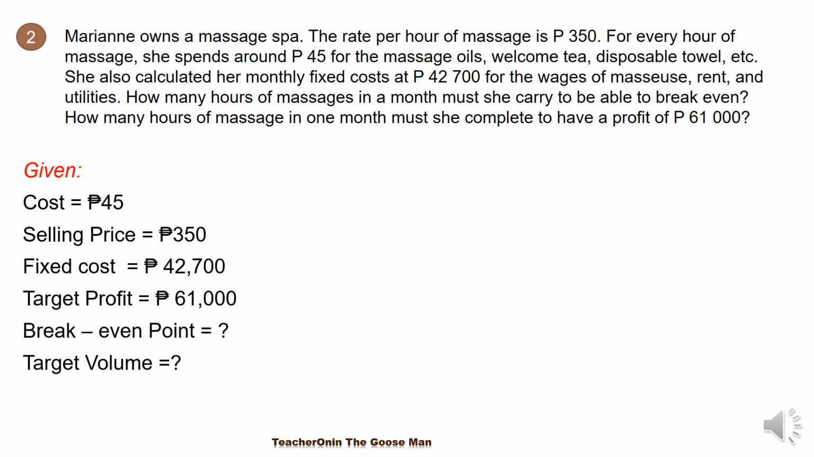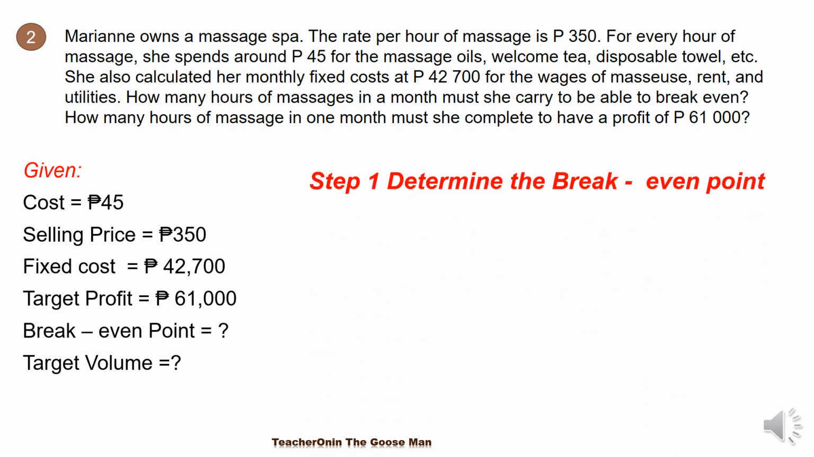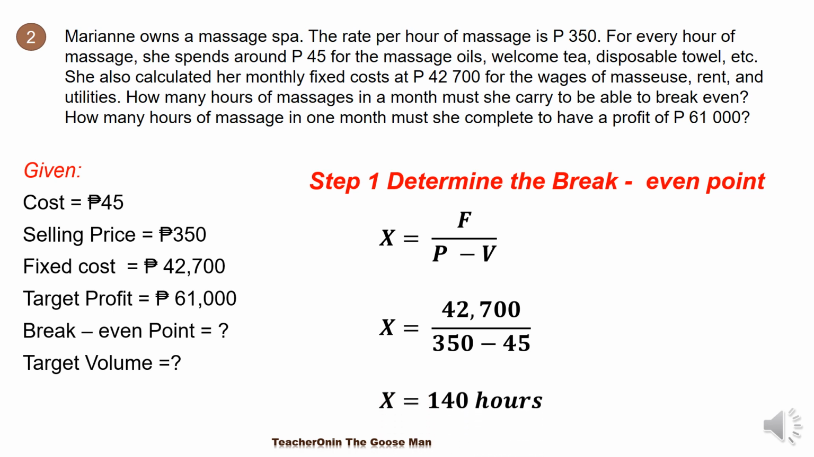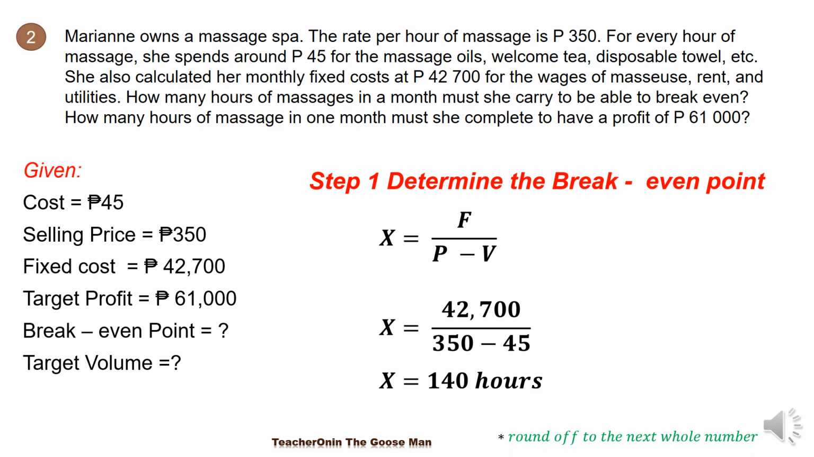Now, let's have our step number 1, meaning to say determine the break-even point. Let us recall the formula for the break-even point: x is equal to f divided by p minus b. This is the break-even point for the number of units. Then we will plug in the numbers. So we have 42,700 divided by 350 minus 45. So we have x is equal to approximately 140 hours. Take note that we round up to the next whole number.